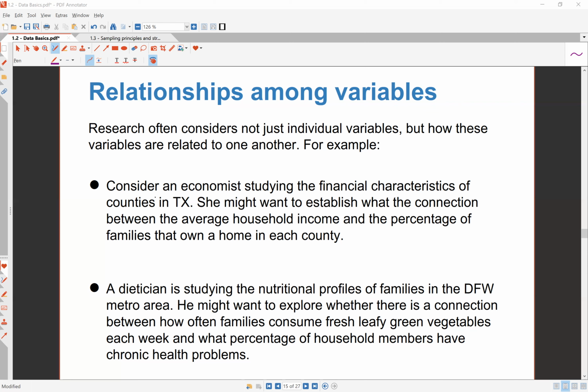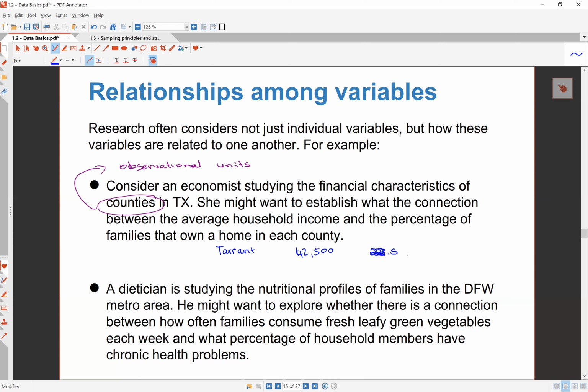Also worth noting, here's an example where the counties are our observational units. Right, these would be the rows in our data matrix. And then the columns would be one column for household income, one column for percentage of home ownership. So we might have, for example, Tarrant County, average household income is maybe 42,500, and percentage of home ownership is maybe 23.5%.